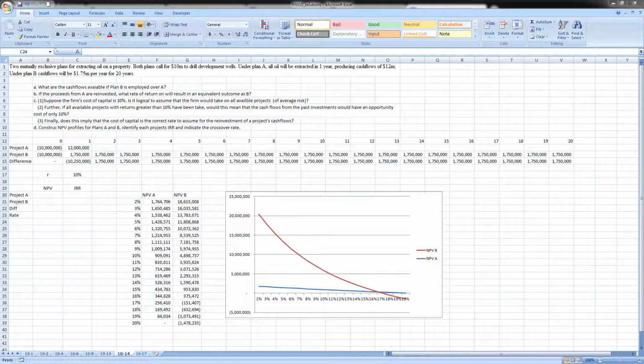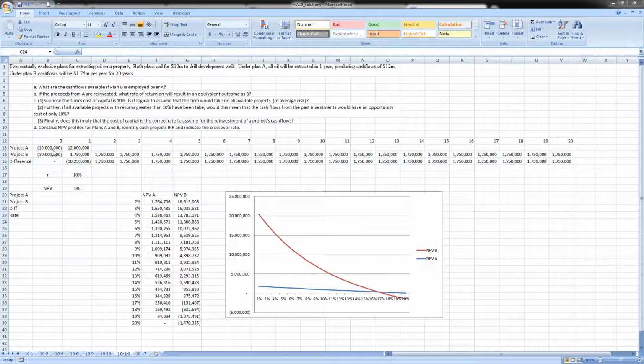What are the cash flows available if Plan B is employed over A? So what we're looking at here is the incremental cash flow. We know Project A has an investment cost of $10 million, as does B. In year 1, A produces $12 million, and Project B $1.75 million, and it will continue to produce that $1.75 million for the remaining 19 years.